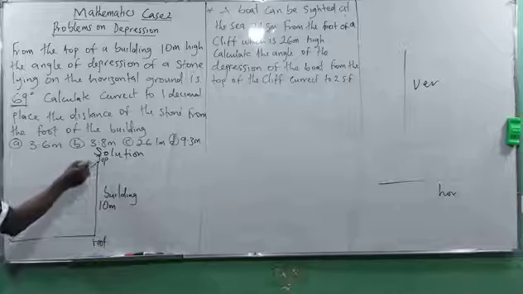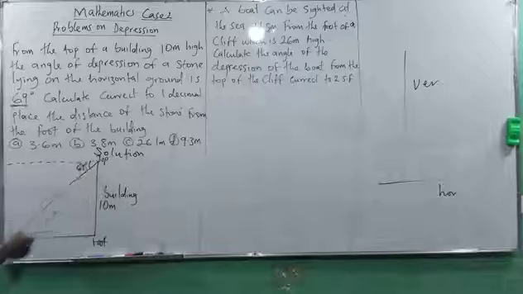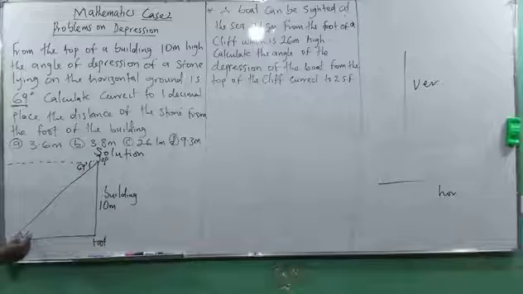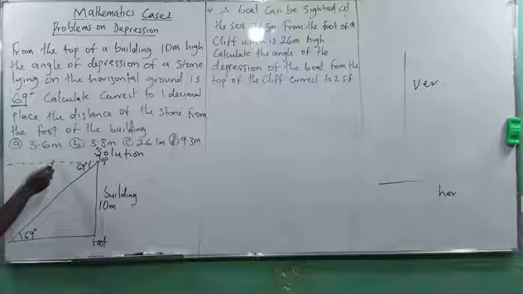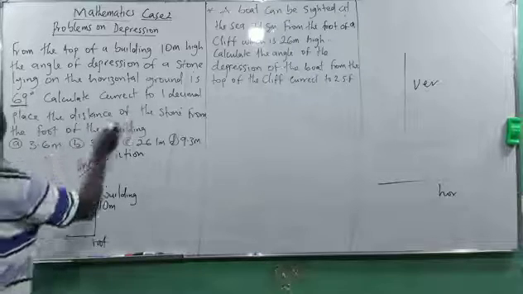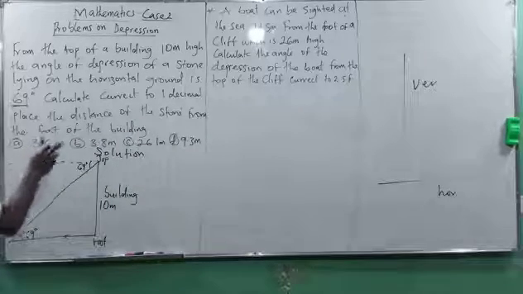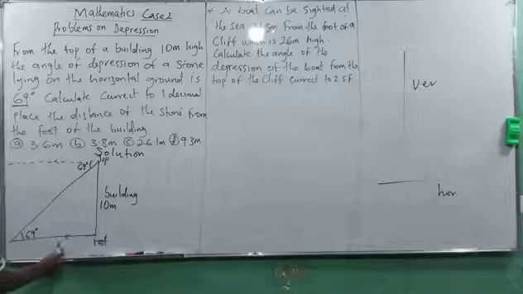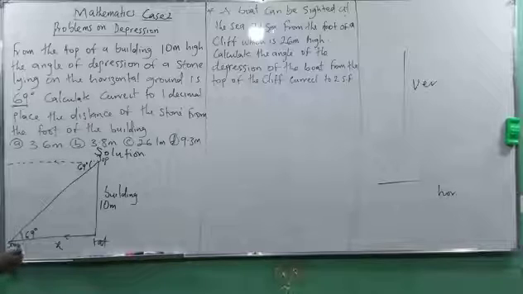Mind you, here will be 69 degrees, and here also will be 69. Now, alternate angle, or we call it the Z angle. This line is parallel to this line. Now, that is 69 degrees. Calculate, correct to 1 decimal place, the distance of the stone from the foot of the building. This is going to be the distance. This is going to be the stone. Can you see? That is very, very simple.